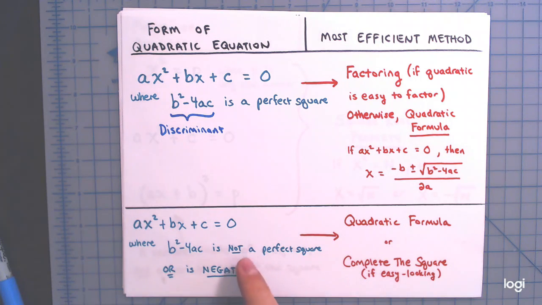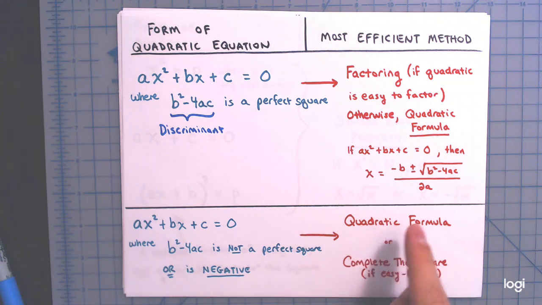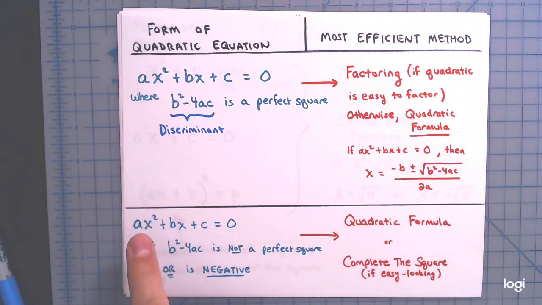So in either of these cases, when the discriminant is not a perfect square, or when the discriminant is negative, I'd say, if it's in standard form, you can jump to the quadratic formula, use that very quickly. Or if, and I say easy looking, if the coefficients of a and b are maybe multiples of one another, say a is 2 and b is 4, or maybe if a is 1 and b is even, and if a is 1 and b is 6 or something like that.